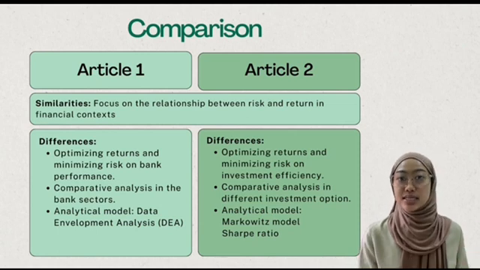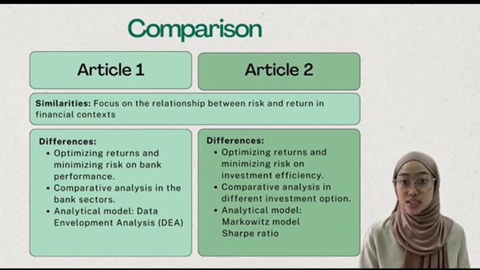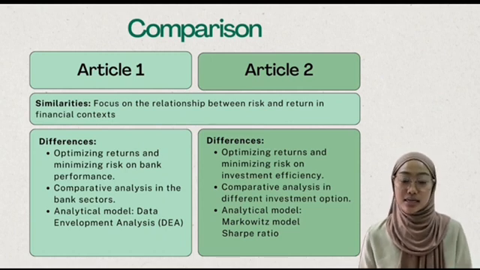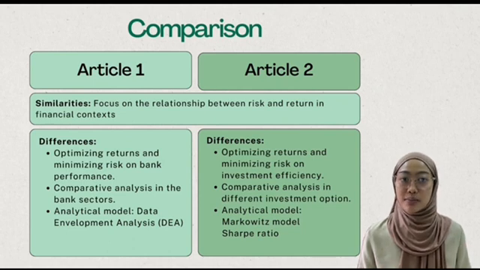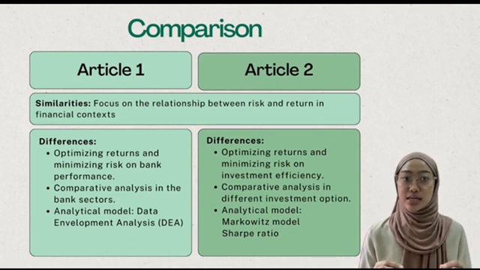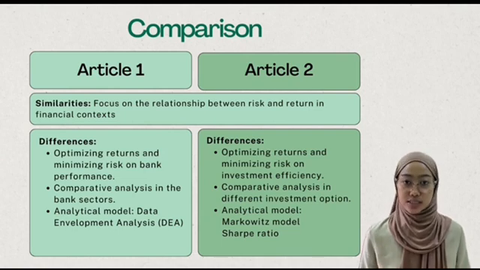Third, the first article is using DEA, utilizing the models to assess bank efficiencies, and the second article is using the Markowitz model and Sharpe ratio. It is to optimize the risk and return on investment. Hence, both articles provide a deeper understanding of financial optimization and efficiency.